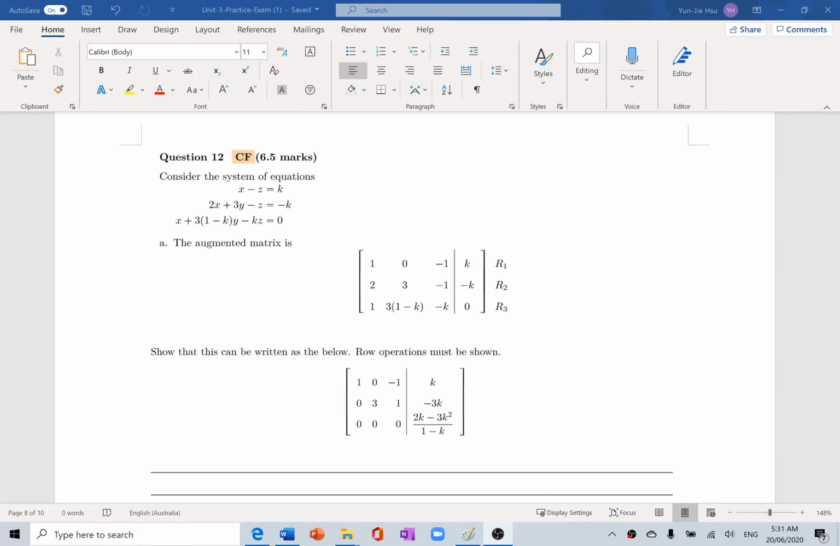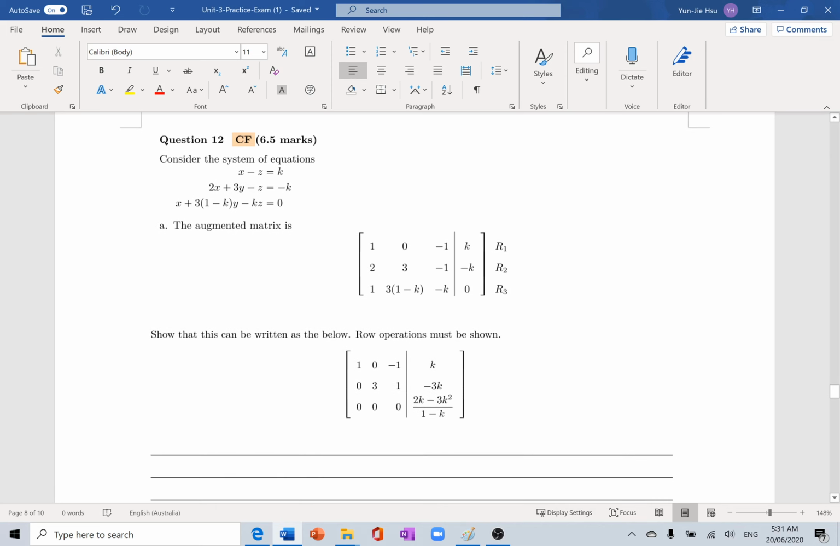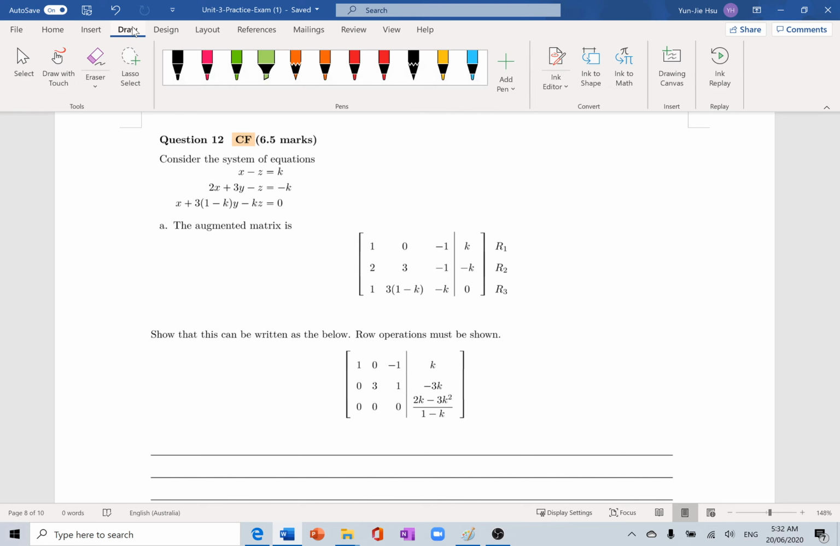Okay, now we talk about equation 12. Consider the system of equations, right? x minus z equals k, 2x plus 3y minus z equals negative k, and x plus 3(1 minus k)y minus kz equals 0. Okay, this one is called the augmented matrix, right? Now, you need to use Gaussian elimination to show that this can be written as follows.